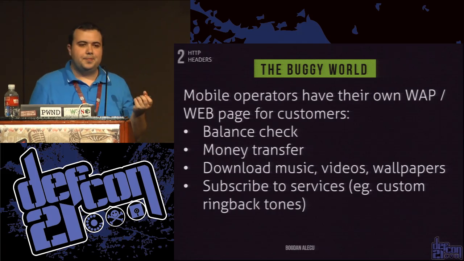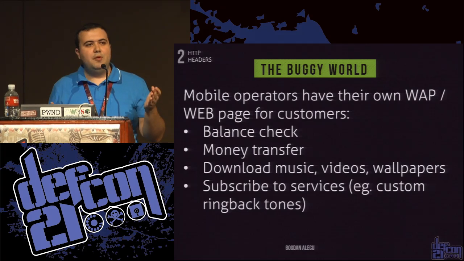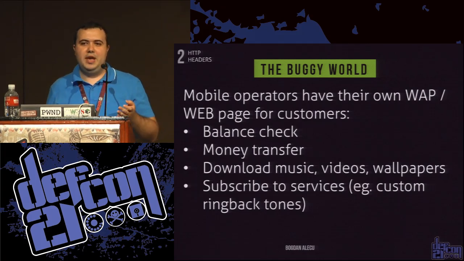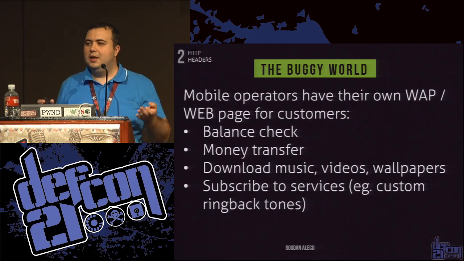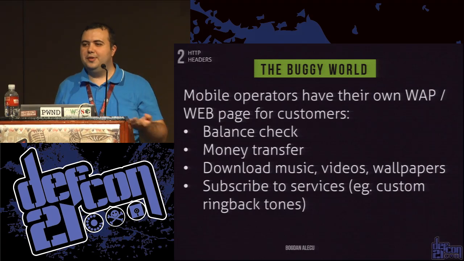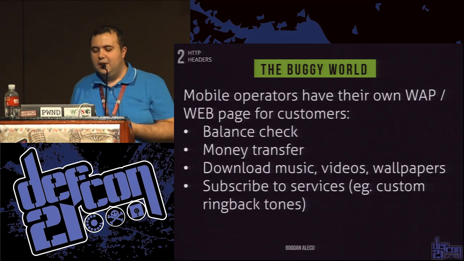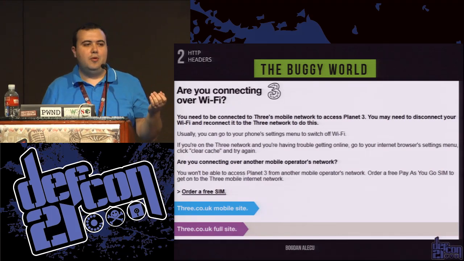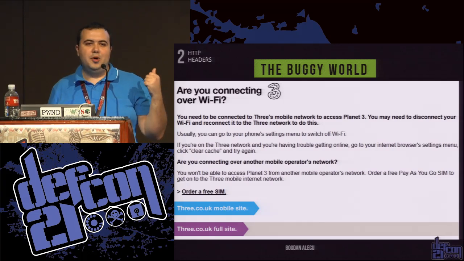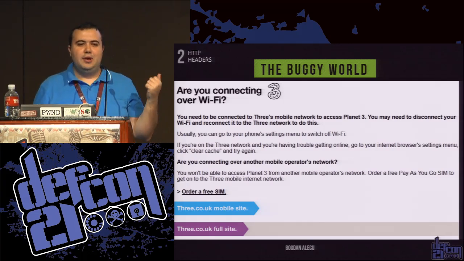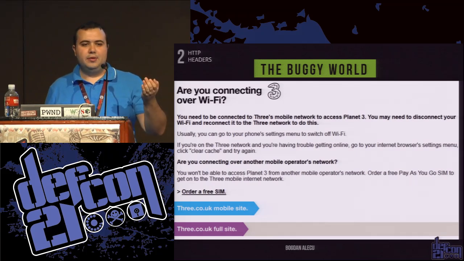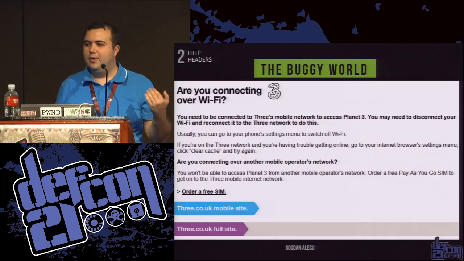Now, with this in mind, most of the carriers have a mobile page where you can find your balance, you can change your services, you can download ringtones, videos and whatever. This page address is usually m.carrier.com, so the carrier name. If you try to access that page from your computer, you will most probably get something like this. So they will detect that you're not connected to their network, and they tell you, okay, you have to connect to our network in order for us to show you the page.